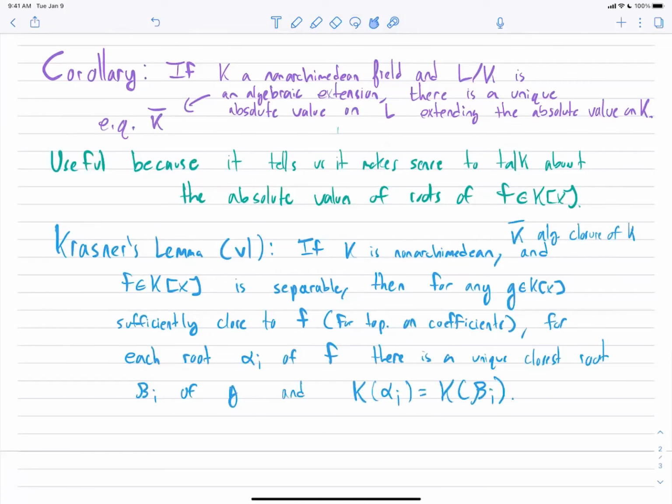So for example, this implies that if F is irreducible, then G is irreducible. So that's some weak thing that applies, but it's much stronger. It's saying you look at polynomials whose coefficients are near enough to the coefficients of F, then you can't change the extensions you generate.